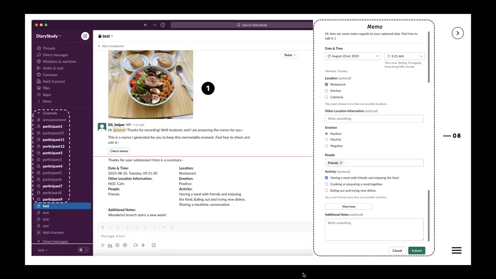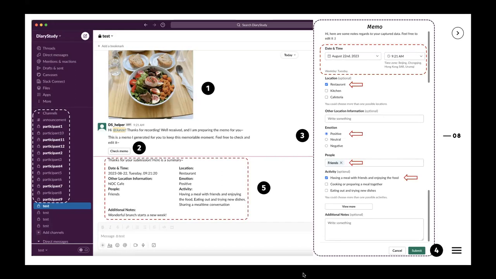for participants to check. After checking on the check memo, a memo form pops up, including time, location, emotion, people, activity, and additional notes. The time is captured from the metadata of the message, and other information collection is in multiple choice format. The choices are predicted by DiaryHelper based on participants' recordings. The choices with the highest confidence are pre-selected. After the participants checked the memo form, they could submit it. And the summary of all the contextual information is printed out in the chat window.